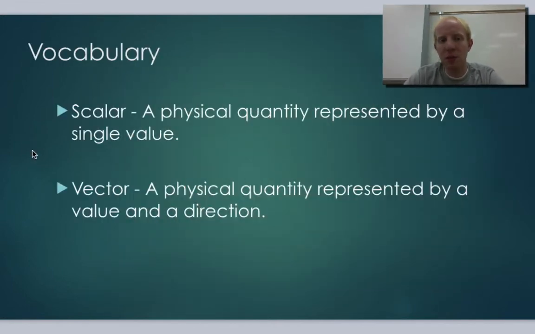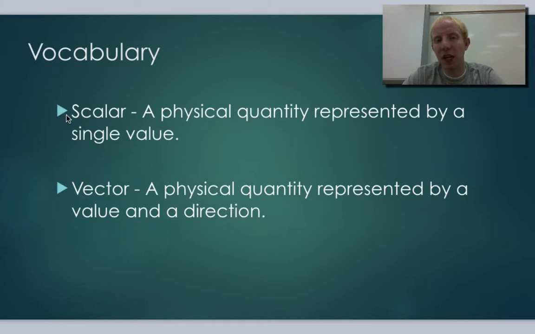Okay? So these two terms are things that you'll see a lot in physics. A lot of the quantities that we try and describe are described by either being a scalar or a vector. Okay, so a scalar is a physical quantity represented by a single value, whereas a vector is a physical quantity represented by a value and a direction. Okay, so there's scalars and vectors in physics.